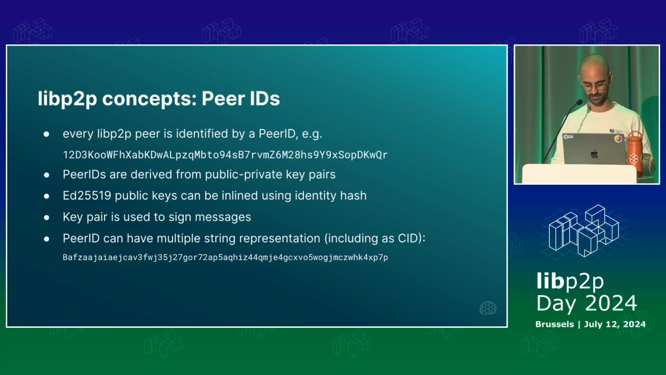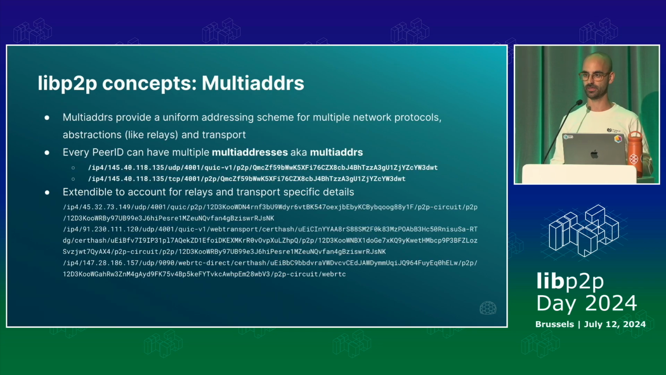Okay, so we have peers. We have peer IDs, and a peer ID is a stable identity. And of course, because each peer can be connected to multiple networks, it can also roam across networks. Then we have multiaddresses. Each peer ID can have multiple multiaddrs depending on the networks that it's connected to. And multiaddrs are a uniform addressing scheme for multiple network protocols and abstractions and transports.